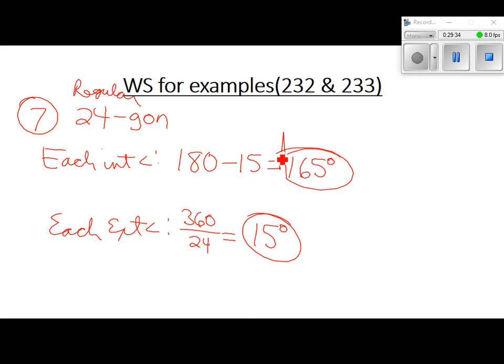Now, if you did start up here and find each one, then you just use this formula, and you do 24 minus 2 times 180 divided by 24. What's 24 minus 2? 22 times 180. You grab your calculator and you do it, right? Once you get that answer, what are you going to do to it? Divide by 24. It's going to give you the same answer, this 165 right there. But was it easier to find the exterior angle first, then the interior angle, just by subtracting from 180? Probably so.